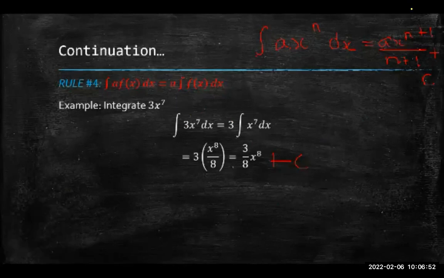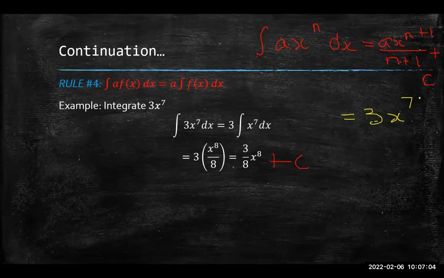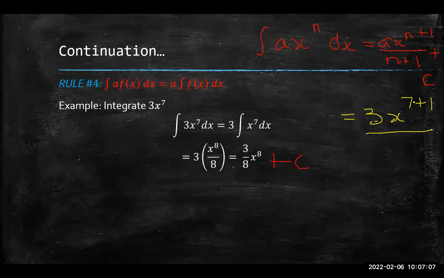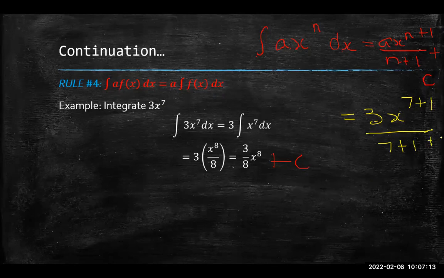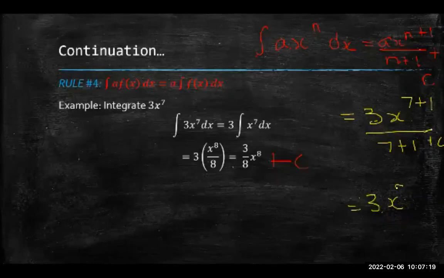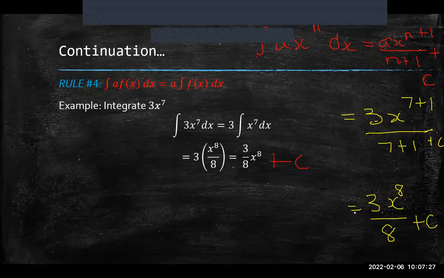And what would you get? If I followed this rule right here, it's on the right-hand side. It says ax to the power of n plus 1. So this will be 3x to the power of n plus 1, n refers to my power, right? So n plus 1 is 7 plus 1. Then I'm dividing by this new power as well. So I'm dividing by 7 plus 1. And of course, plus c. And you will still get 3x to the power of 8 on 8 plus c. Or you can rewrite it like this, right? 3/8 x to the power of 8. These two things, they're the same thing.